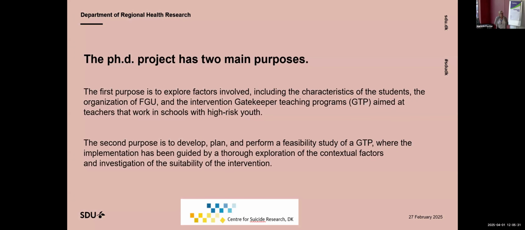So my PhD project has two main purposes. First of all, it is to explore factors that are involved, including the characteristics of the students, the organization at these schools, and the intervention of a Gatekeeper training program that is aimed at teaching staff that work at schools with high-risk youth. And the second purpose is to develop, plan, and perform a feasibility study of a Gatekeeper training program where the implementation has been guided by a thorough exploration of contextual factors and the investigation of the suitability of the intervention as well. So it's a big one.